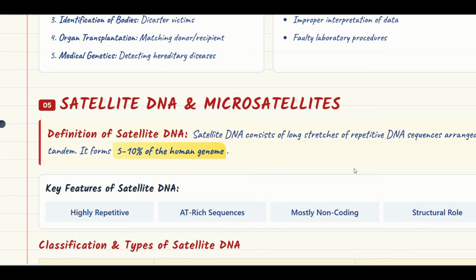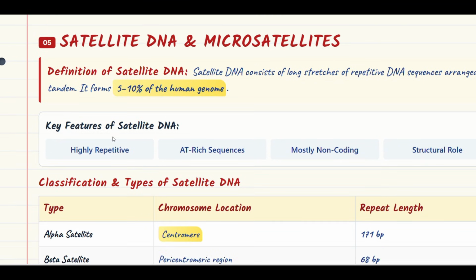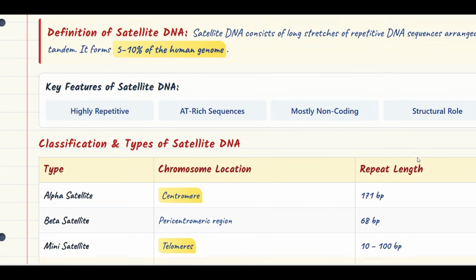That is all. Now, satellite DNA and microsatellite, what is that? Satellite DNA consists of long stretches of repetitive DNA sequence arranged in tandem. It makes up about 5 to 6% in humans. Key features of satellite DNA: it is highly repetitive, AT-rich meaning adenine and thymine rich sequence, and mostly non-coding, though a structural role is also there.